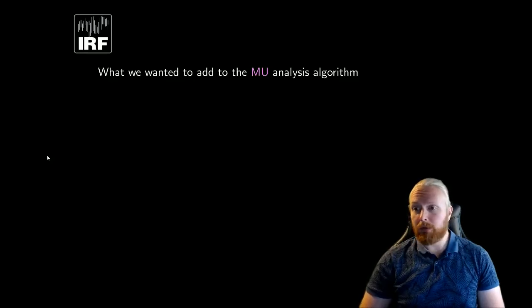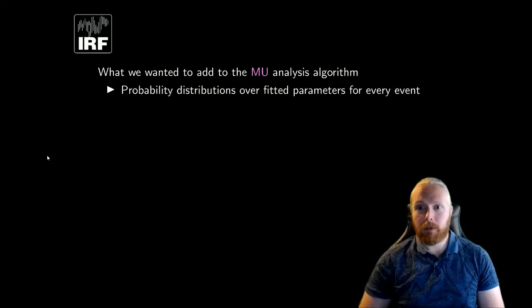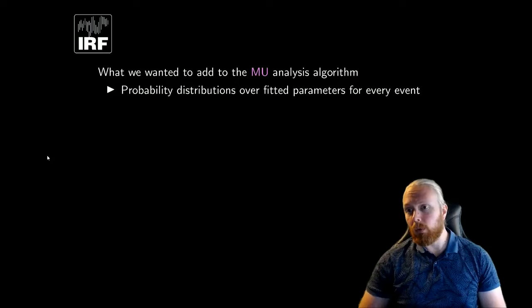However, we are writing a paper that fully describes the new pipeline and also most of the reasons for all of the additions. So one of the things that we wanted was probability distributions over all the fitted parameters for every event. So instead of getting just a starting velocity, you would get a probability distribution over all possible starting velocities and how likely they are given the data.